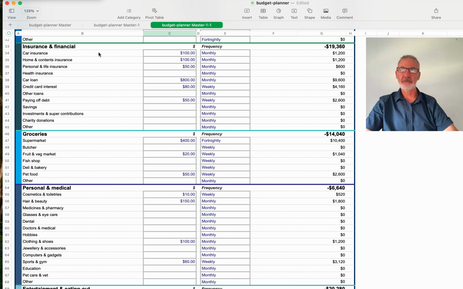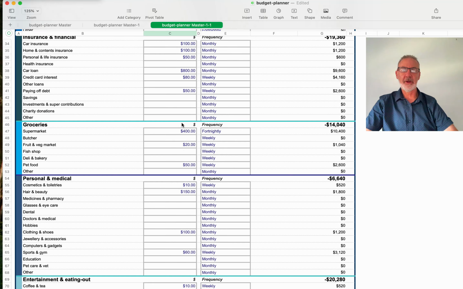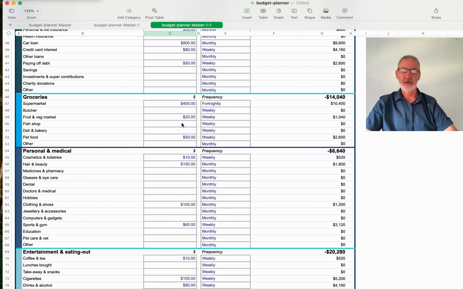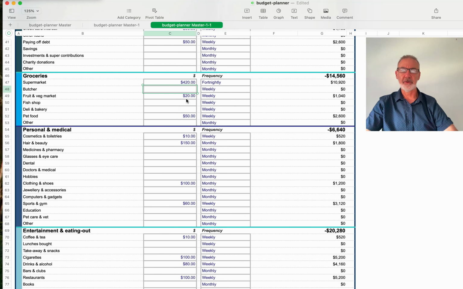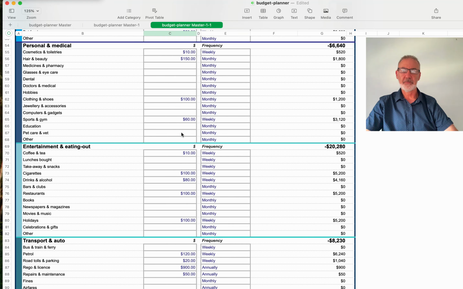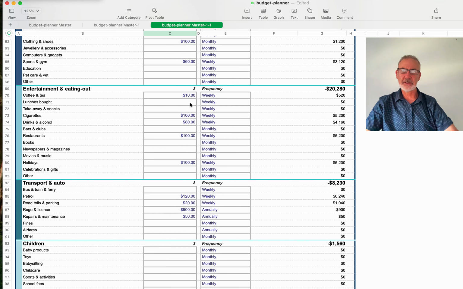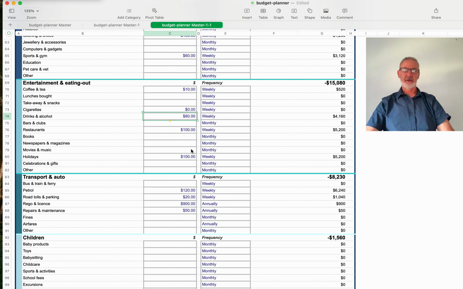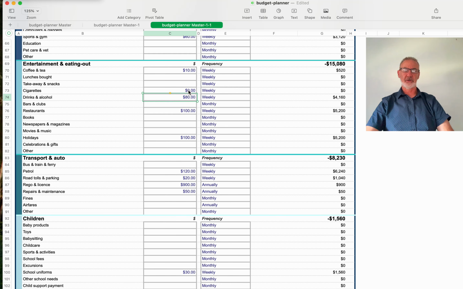Generally your insurance and your loans and that will remain the same for at least 12 months. Supermarket expenses would tend to go up, so you might all of a sudden be spending $420 a fortnight instead of $400, and that would increase the other ones as well. But things like entertainment are where you may be able to save. So cigarettes, if you gave up cigarettes, all of a sudden you'd be saving $5,200 a year based on that $100 spend.